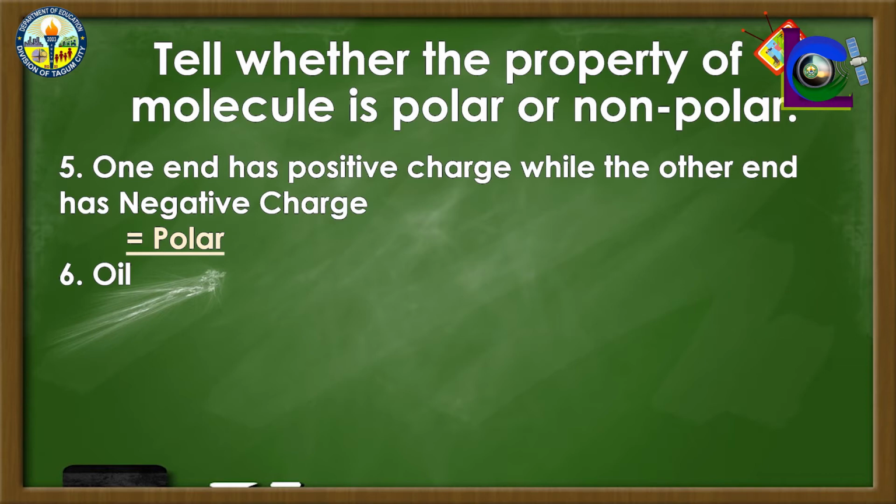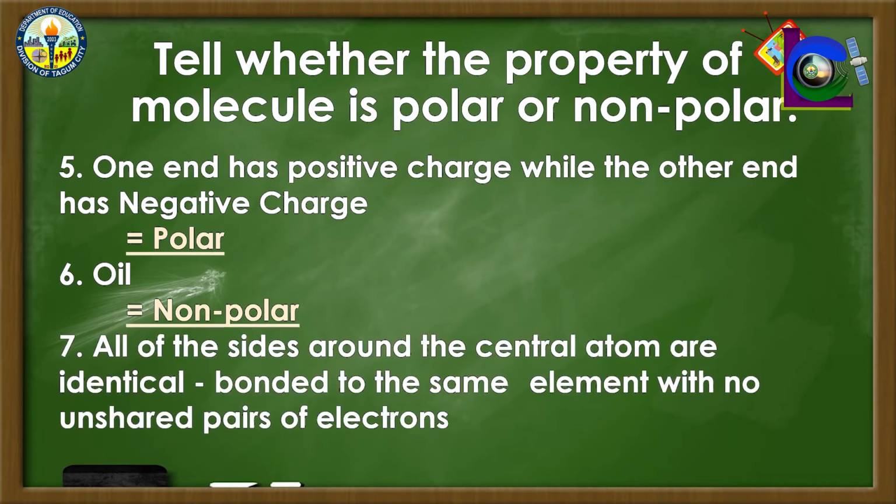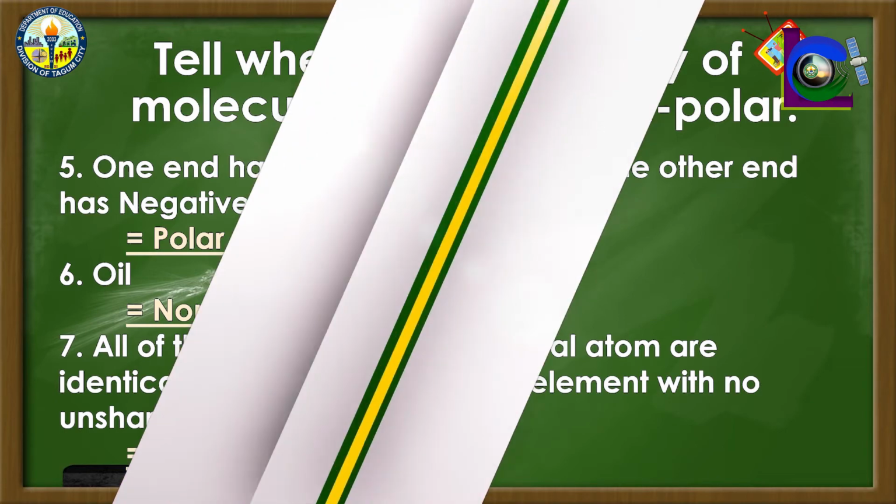Oil. You're right! It's non-polar. Number 7. All of the sides around the central atom are identical bonded to the same element with no unshared pairs of electrons. You're right! It's non-polar! Kudos to your amazing performance!